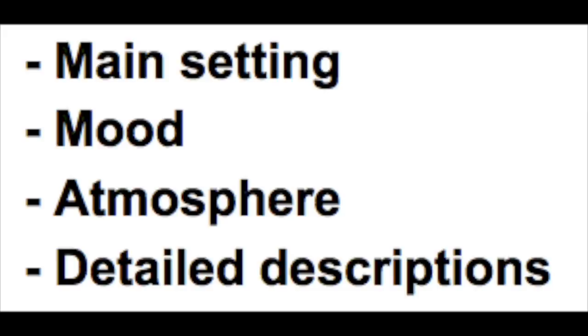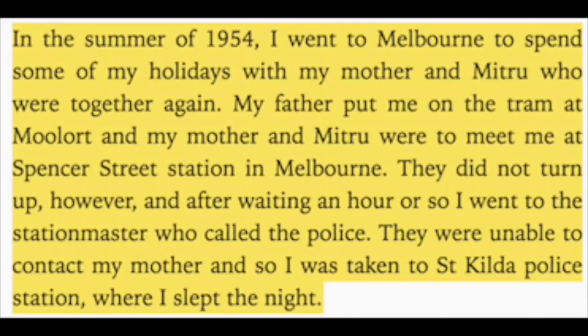following aspects: the main setting, the mood, the atmosphere, and the detailed descriptions of the setting. The main setting is the primary place and time period where the majority of the action occurs. For example, in the beginning of chapter 6 of Romulus My Father, the primary place is set in Melbourne, with the time period being 1954.